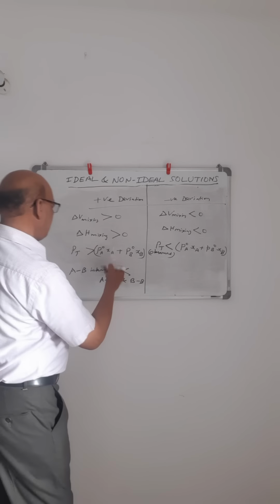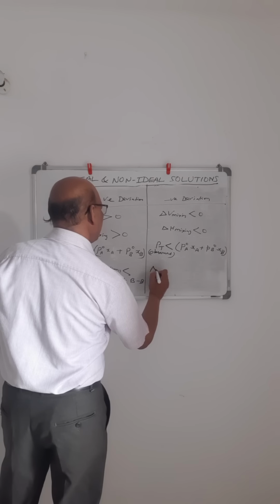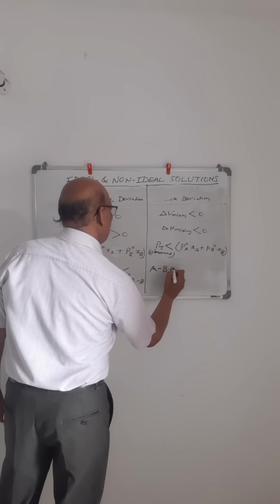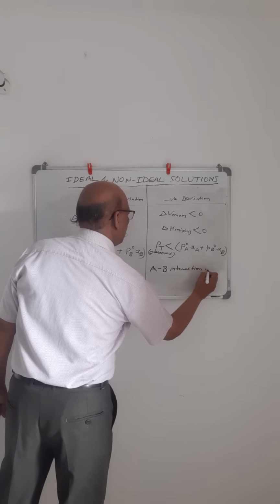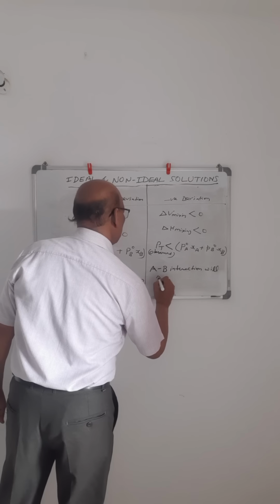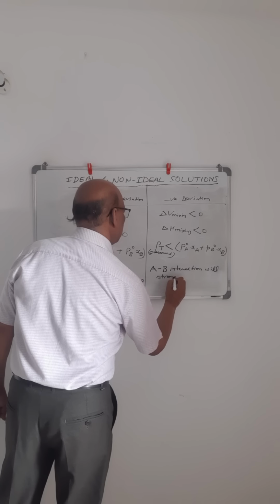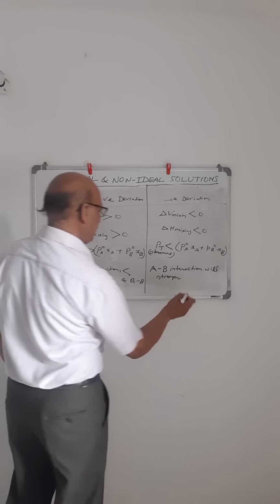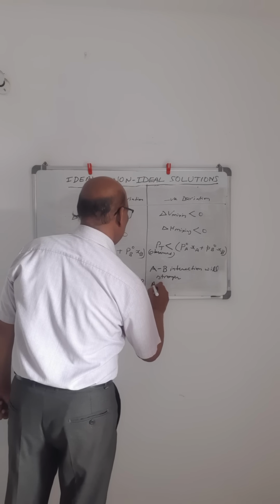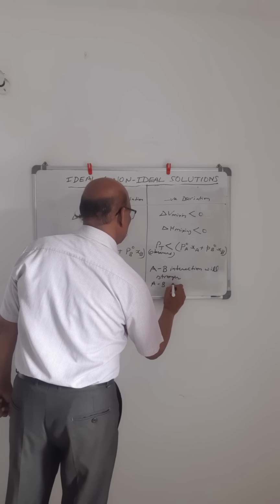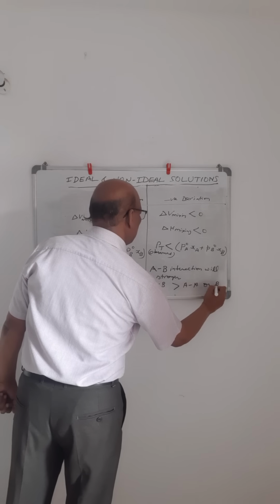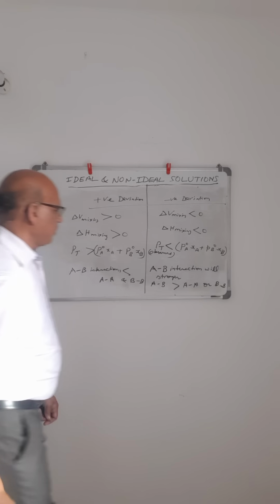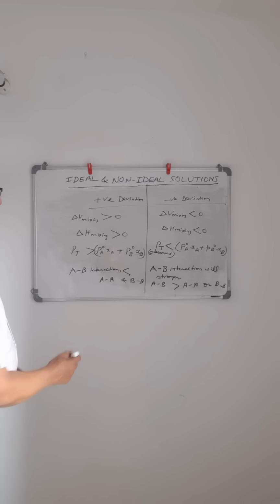In this case, it will be opposite. In negative deviations, the AB interactions will be stronger than AA or BB interactions. That means AB interactions are greater than AA or BB interactions. So this is the main reason for all these deviations.